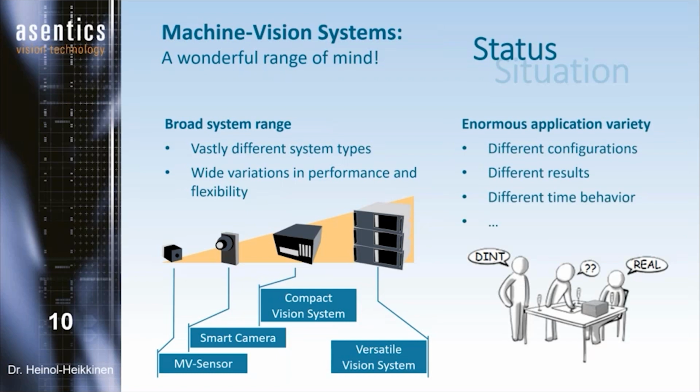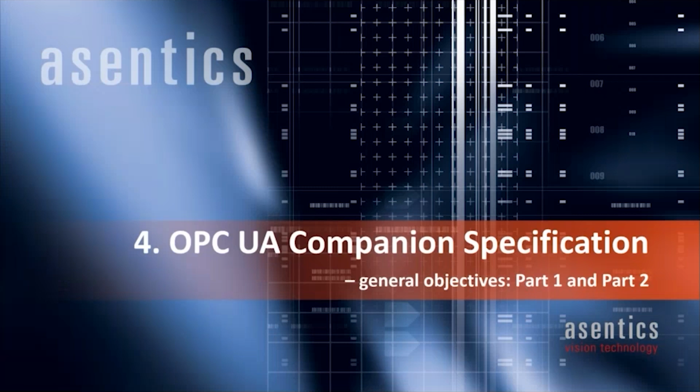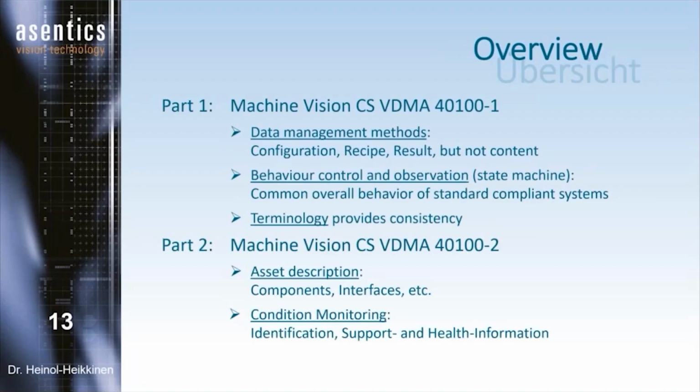Besides that, we have another problem: we have enormous application variety. As you know, maybe somebody of you has already had contact with machine vision systems, and you know there are myriads of applications. So we have lots of different configurations, different results, and so on and so on. It makes life not so easy if you talk about standardization. But however, we bring out our OPC companion specification in 2 parts.